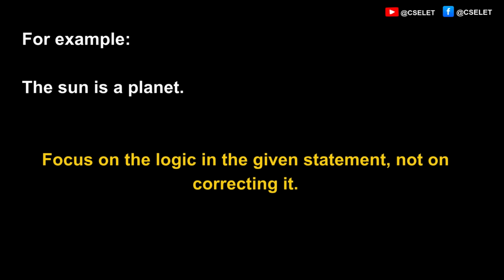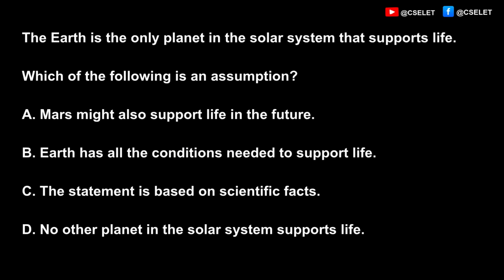So let's have another example. The Earth is the only planet in the solar system that supports life. Which of the following is an assumption? Letter A. Mars might also support life in the future. Letter B. Earth has all the conditions needed to support life. C. The statement is based on scientific facts. Letter D. No other planet in the solar system supports life. The correct answer is letter D. No other planet in the solar system supports life.